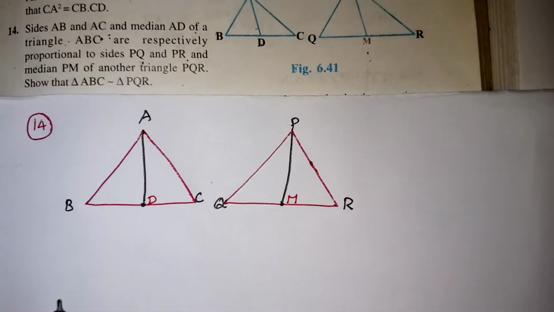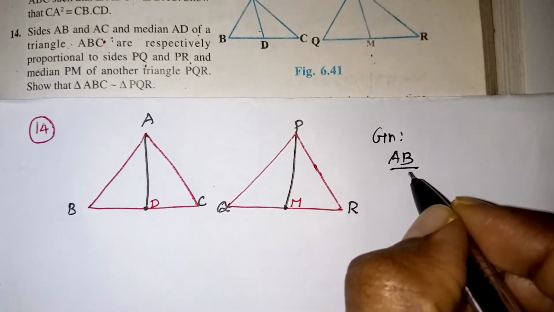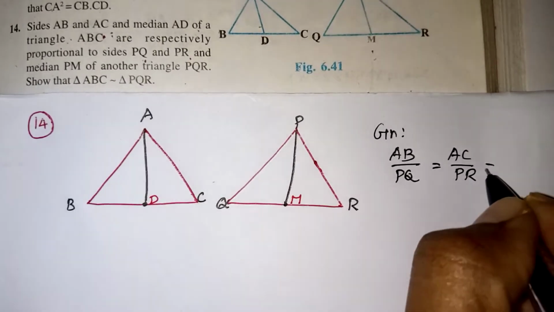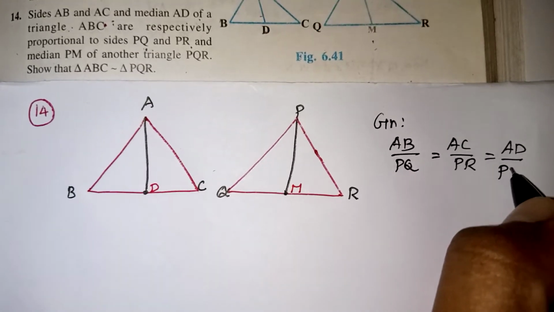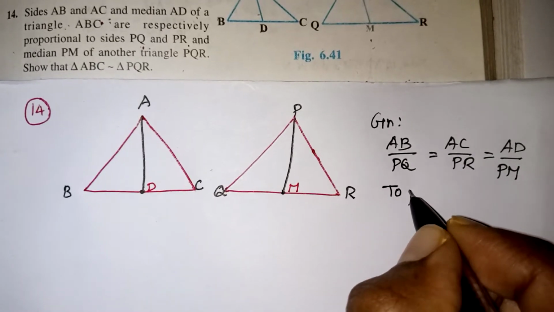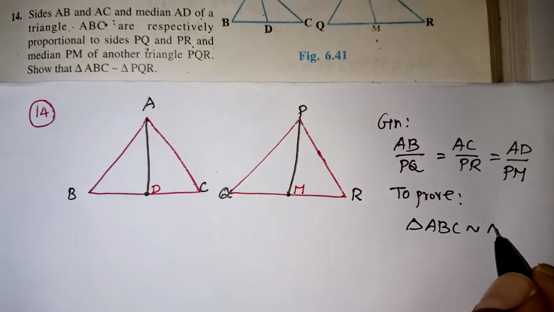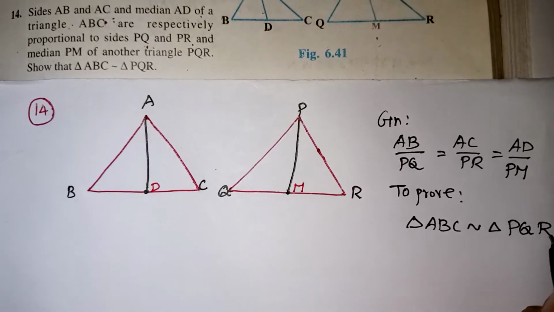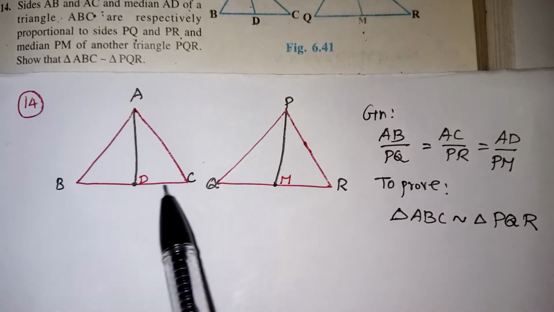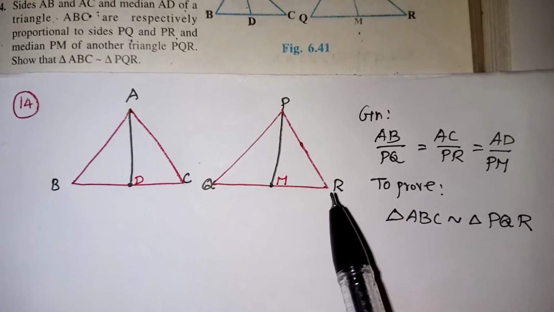Now actually given is AB by PQ is proportional to AC by PR, which is equal to AD by PM. All these three are proportional, is given. Now what we need to prove is triangle ABC is similar to triangle PQR. To show the similarity condition, we need to show that all the three sides are proportional. Here instead of giving a side, they have given the median. We need to show that BC side and QR side are also proportional.